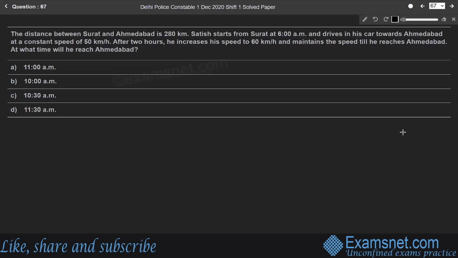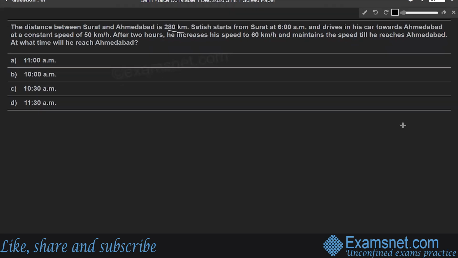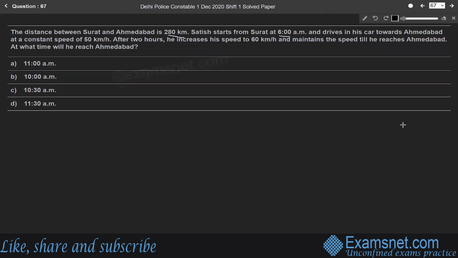Question 67. The distance between Surat and Ahmedabad is 280 kilometers. Satish starts from Surat at 6 a.m. and drives in his car towards Ahmedabad at a constant speed of 50 kilometers per hour. After 2 hours, he increases his speed to 60 kilometers per hour and maintains the speed till he reaches Ahmedabad. At what time will he reach Ahmedabad?